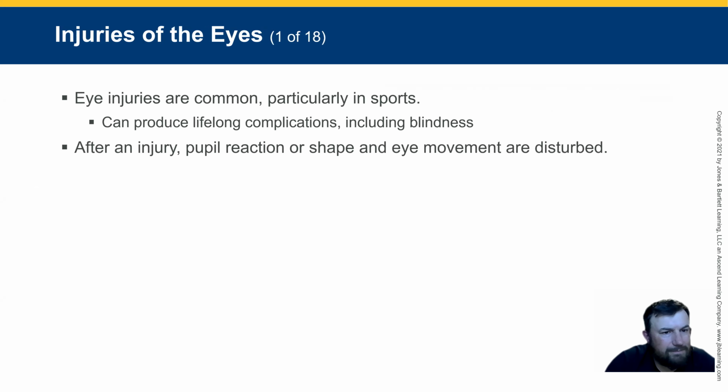Injuries to the eye. Eye injuries are common, particularly in sports, and can produce lifelong complications, including blindness after an injury. Pupil reaction or shape of the eye movement are disturbed. Abnormal pupil reactions sometimes are signs of brain injury rather than the eye injury, so keep that in mind. Index of suspicion, mechanism of injury. We're going to repeat this 1,000 times.